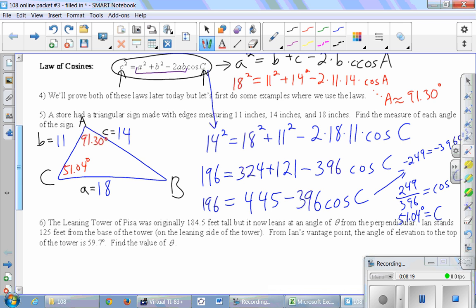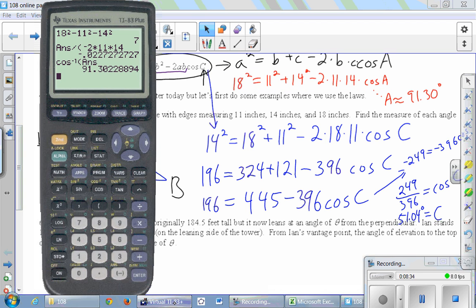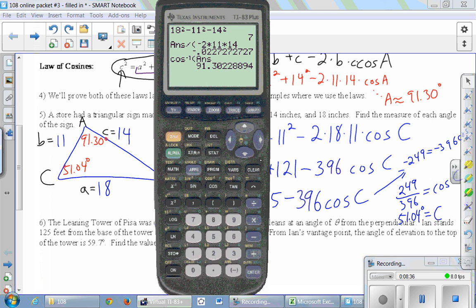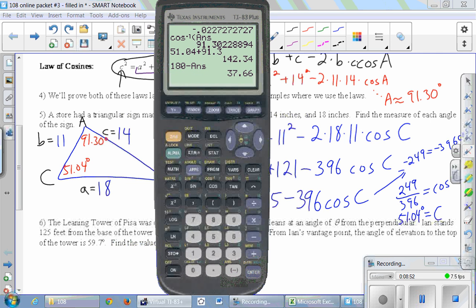And then you could play the same game, and maybe for practice, you pause the video here and try to find angle B, writing down some equation that looks like that. Just the letters will change around a little bit. But certainly the easier way to find angle B is to use the fact that the sum of the three angles of any triangle is 180. So 51.04 plus 91.3, and then subtract that from 180. So 37.66.